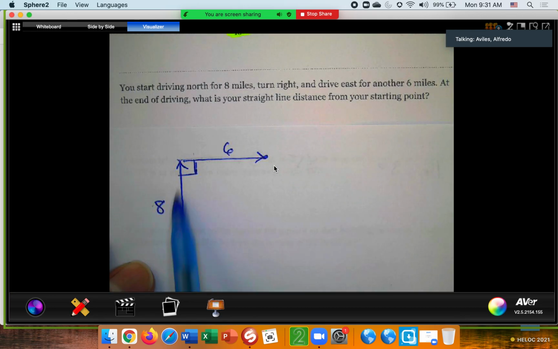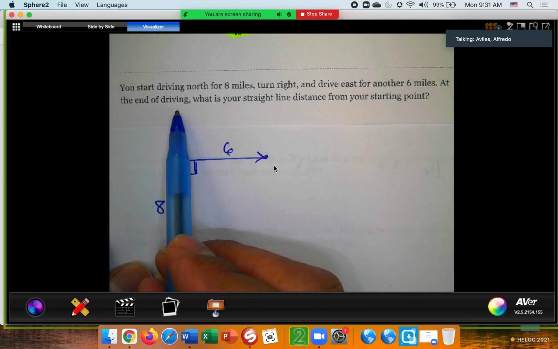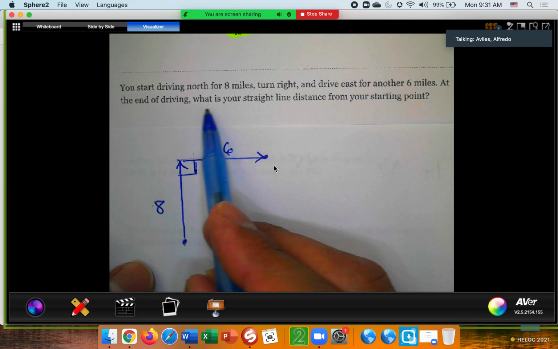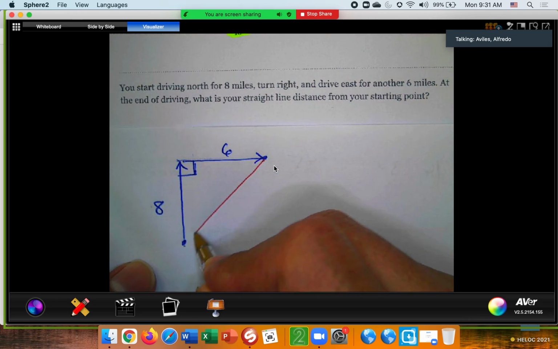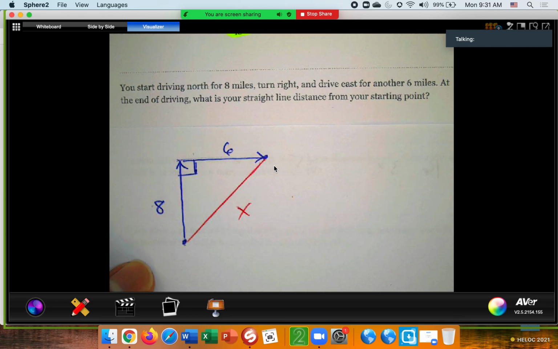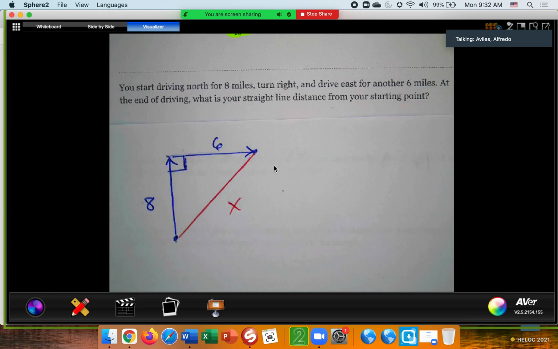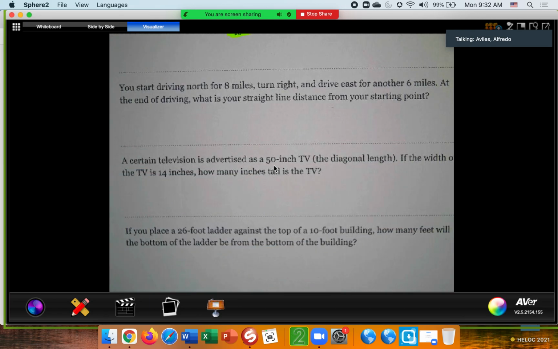At the end of driving, right? I went like this. I went 8 north and 6 east and I stopped, right? I'm right here now. What is your straight line distance from your starting point? So they're pretty much asking you what? I mean, how simple is that? And there it is. That's the Pythagorean Theorem. You got 2 sides, and they're asking you for the 3rd side. And you guys can solve that on your own. A different word problem. Is that good? That was pretty easy, huh? Okay. A different one says this.